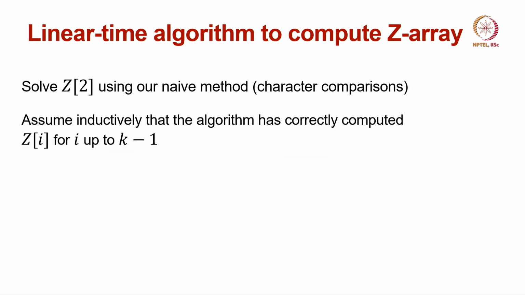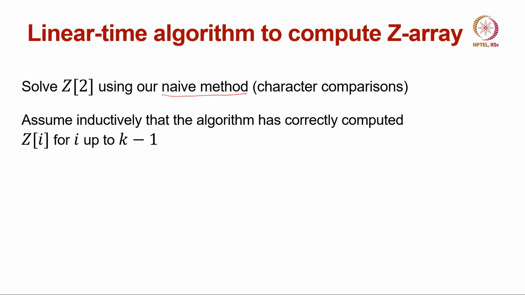So, formally the algorithm will proceed as follows. The first entry of the Z array, that is Z2, we will be solving using our naive method, that is one character comparison at a time. So, we will compare the second character to the first character, then we compare the third character to the second character, and so on. So, we will use the naive method to compute Z2 and we will get the value of Z2.